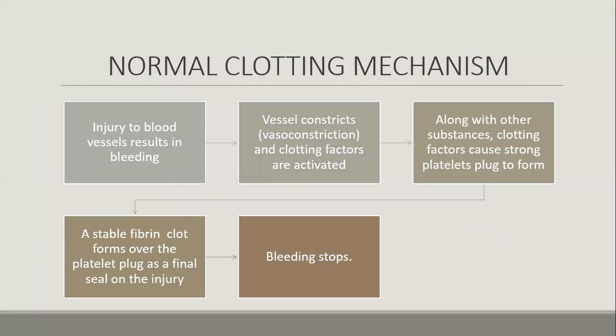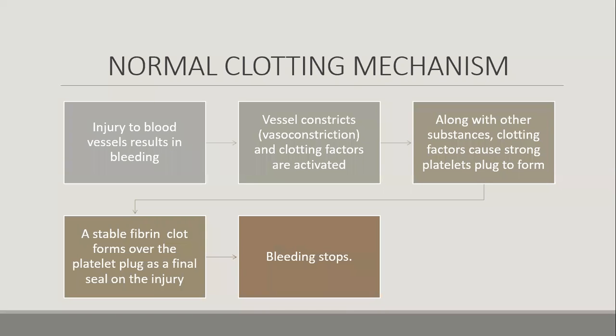Next, normal clotting mechanism. Injury to blood vessels results in bleeding, then vessel constrict or vasoconstriction and clotting factors are activated. Then, along with other substances, clotting factor cause strong platelet plug to form. Then, a stable fibrin clot forms over the platelet plug as a final seal on the injury. Then, the bleeding will stop.